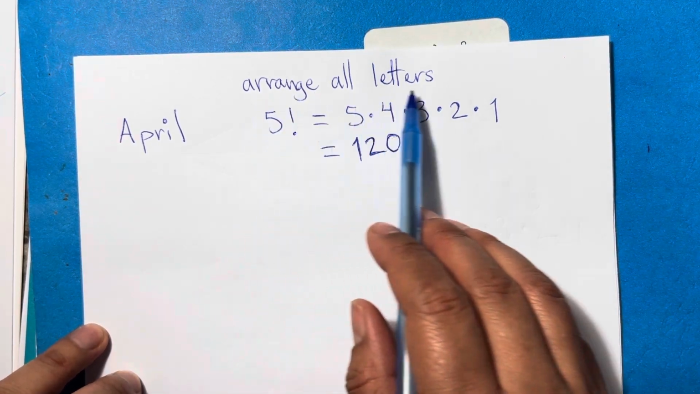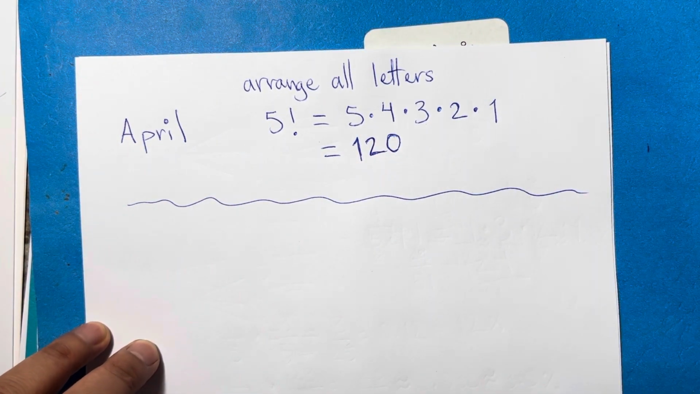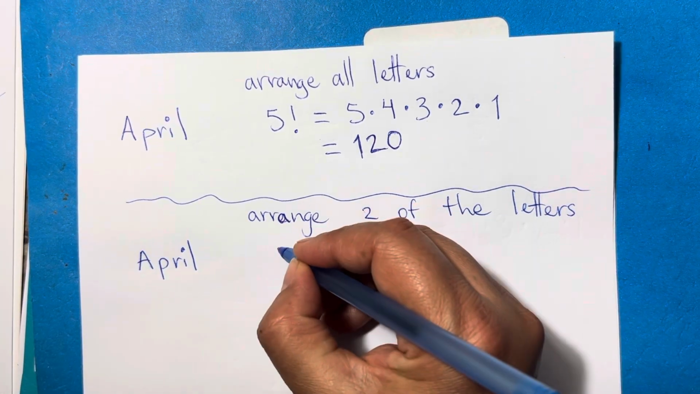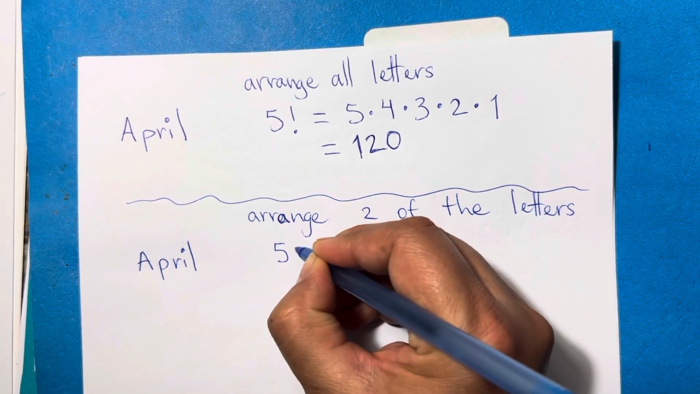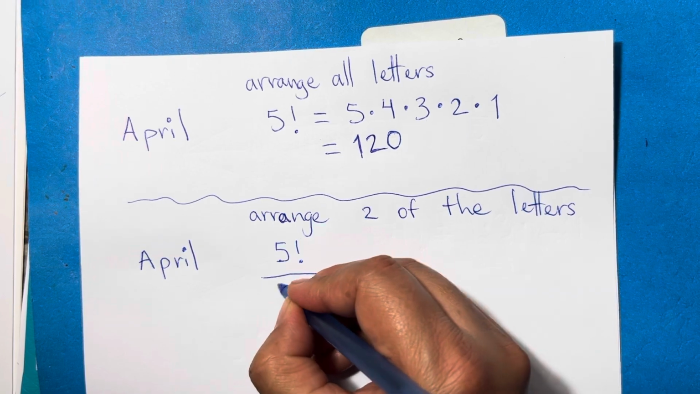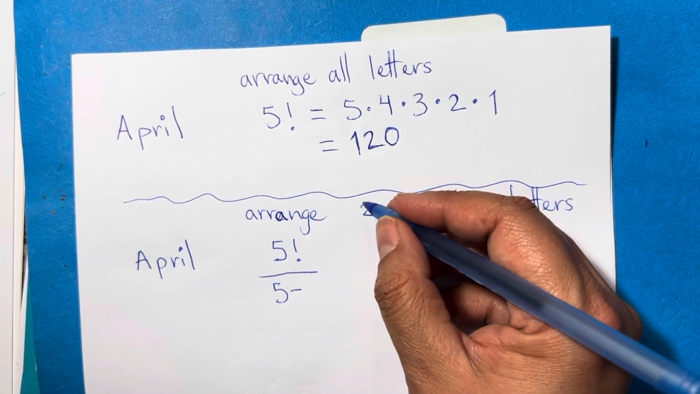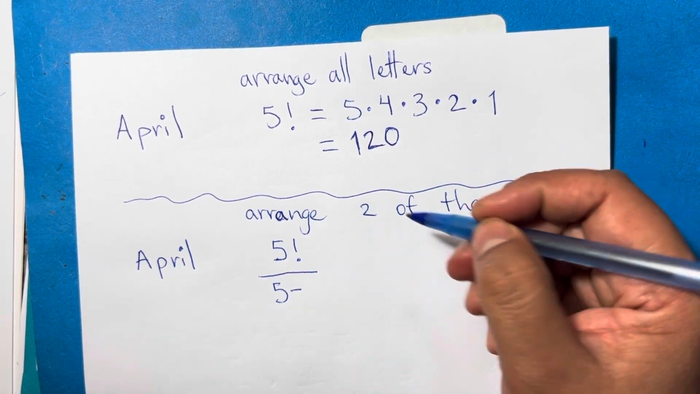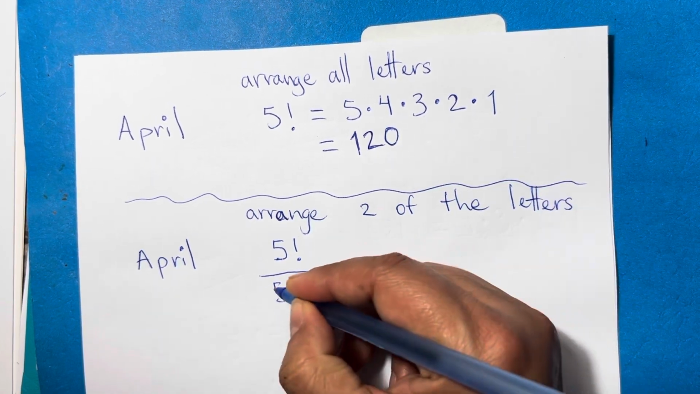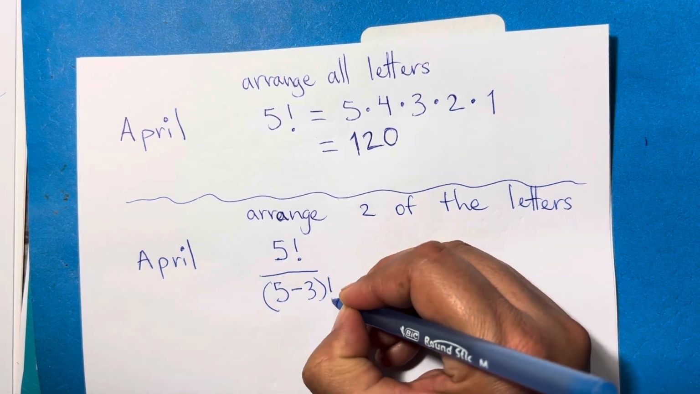Now, if it says arrange all letters, what if it says to arrange only the first two letters? So April, but arranging only 2 of the letters. What you're going to do is 5 factorial divided by that number minus the number that they told you to arrange. If they say arrange 4 of the letters, arrange 2 of the letters, arrange 3, that's the number that you're going to subtract from the total number of items in here, and factorial in here.